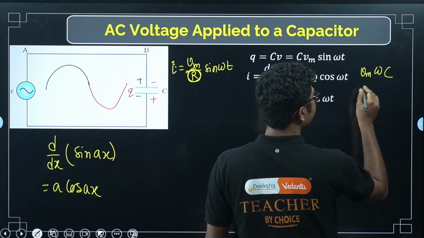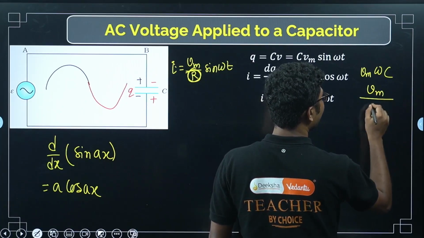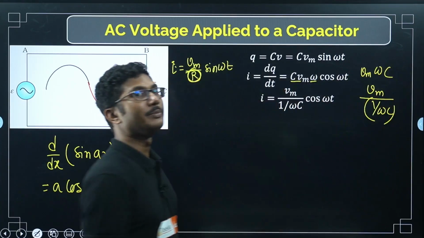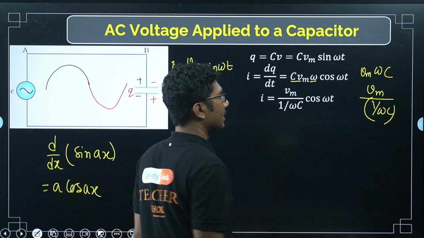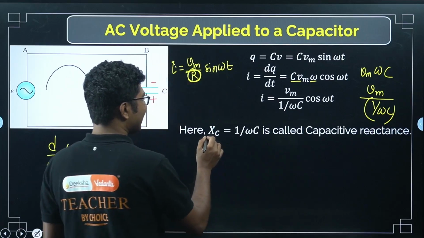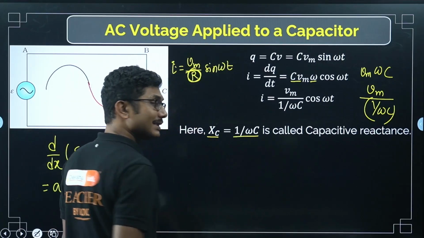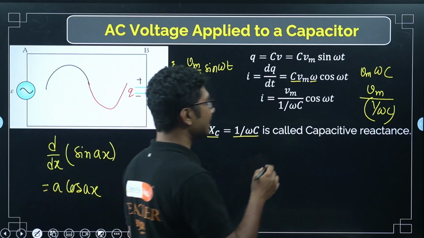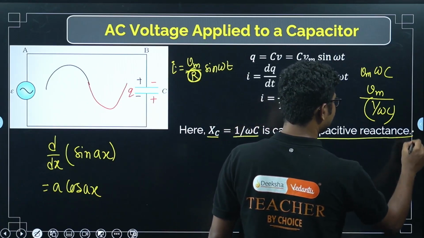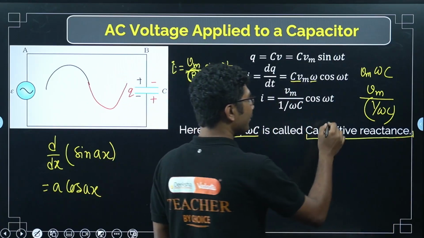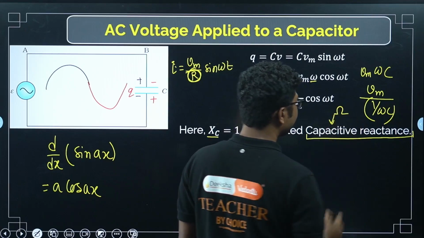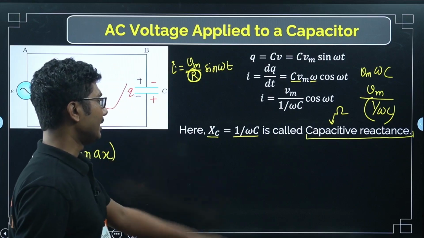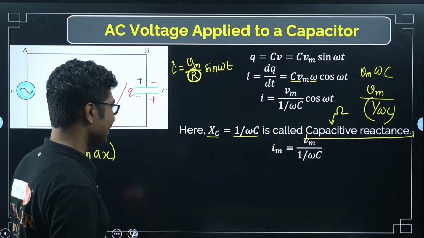So what we can do is, we can write this as Vm divided by 1 by omega c, right? This 1 by omega c, if this goes up, it will become the same as that. So we have done the same thing here. Now here this xc is called 1 by omega c. So now we are naming this term 1 by omega c as xc, and it is called capacitive reactance. Okay, capacitive reactance. Same thing, it also has the unit as ohm. We will see that in later part when we are calculating the impedance. So xc is the capacitive reactance.